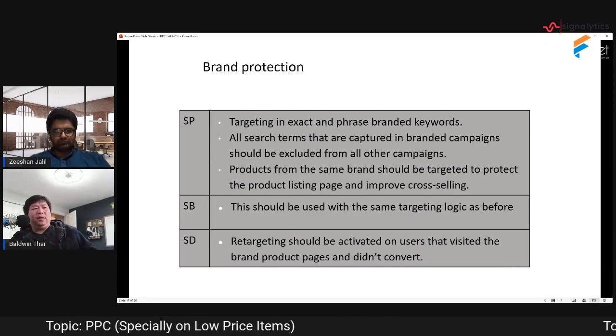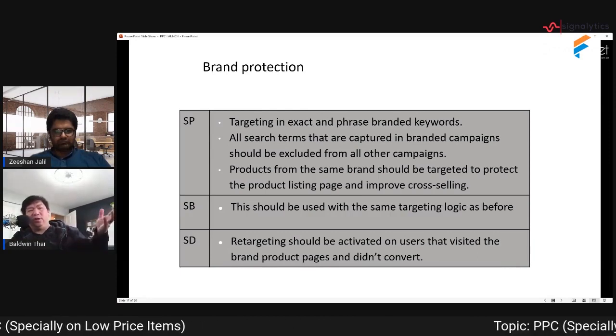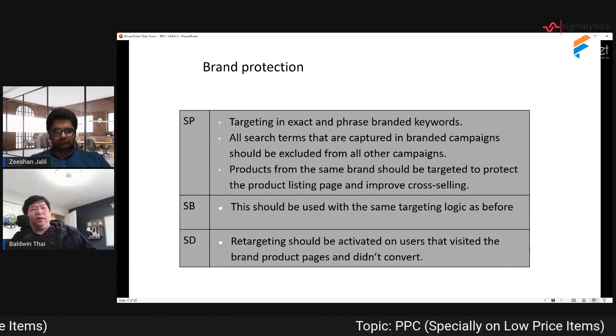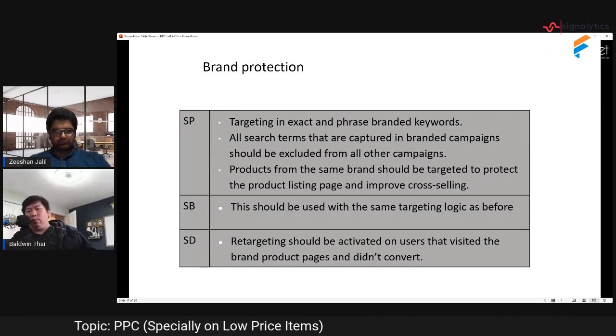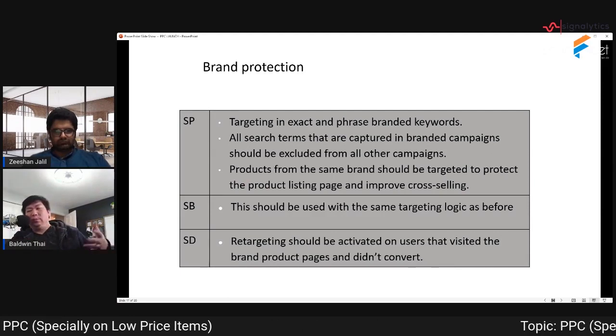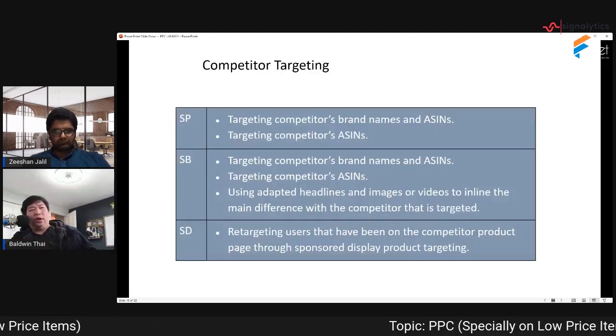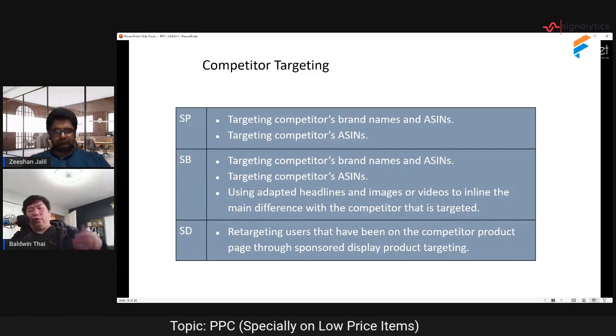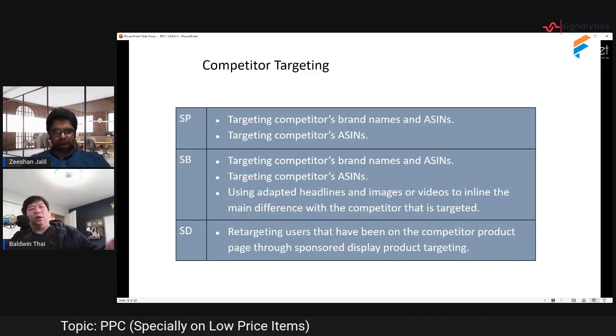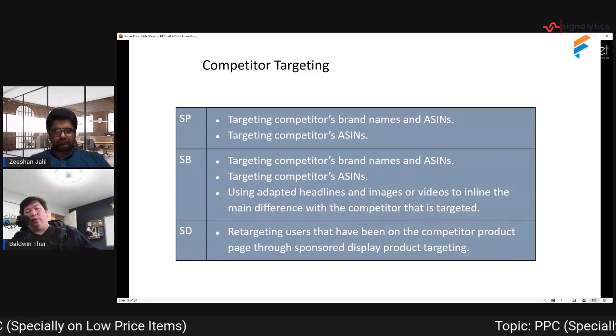Sponsored brand should be used with the same logic as sponsored products. And sponsored display, use ASIN targeting on your own products. So this is brand protection. Competitor targeting is basically the same thing, but the opposite way: targeting your competitor's ASINs, targeting your competitor's keywords, brand name.